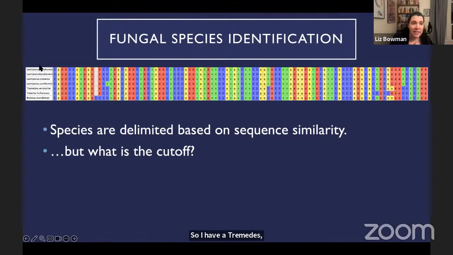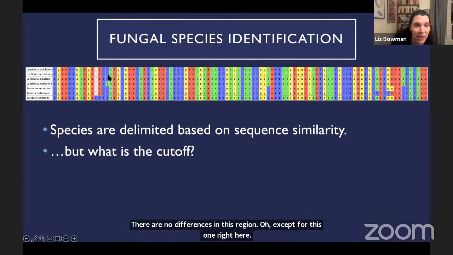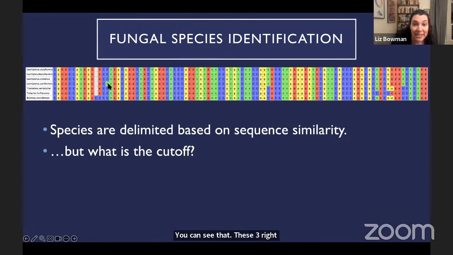So you can see that these first 4 are pretty similar. There are no differences in this region. Oh, except for this one right here. You can see that these 3 right here have a T, and this one has a C. So slight difference. So you could suspect that this one, the Laetiporus cremiporus, is slightly more distantly related or has mutated a bit more.